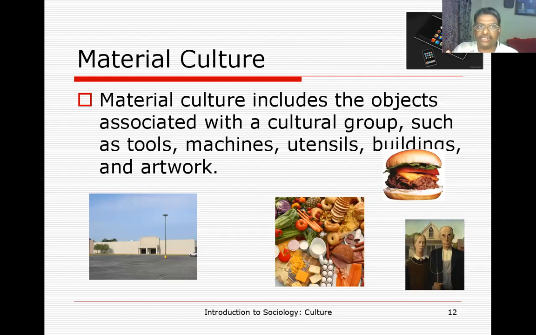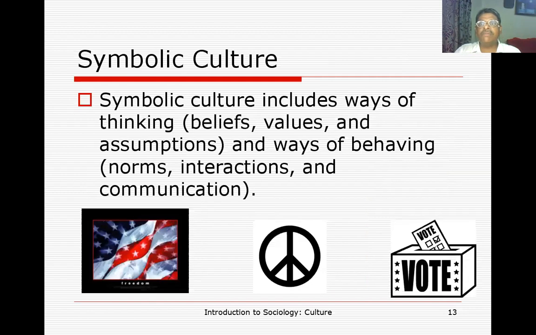Material culture includes the objects associated with a cultural group, such as tools, machines, utensils, buildings, and artwork. Even the utensils that we use help individuals to understand our culture. When archaeologists start digging here and there, they find some utensils of the ancient days. Through those utensils, they try to understand the culture of that period. So all of these are essential: material culture and then symbolic culture.